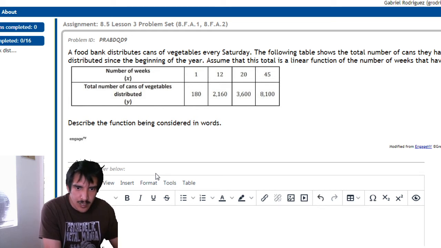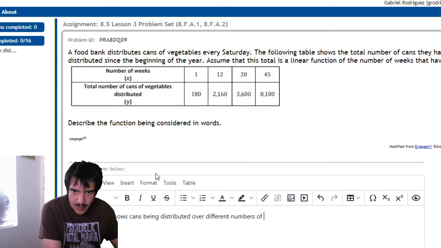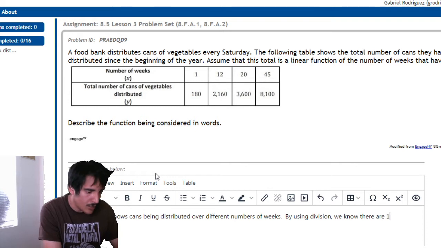But it says here, describe the function being considered in words. The function shows cans being distributed over different numbers of weeks. By using division, we know there are 180 cans per week being distributed.